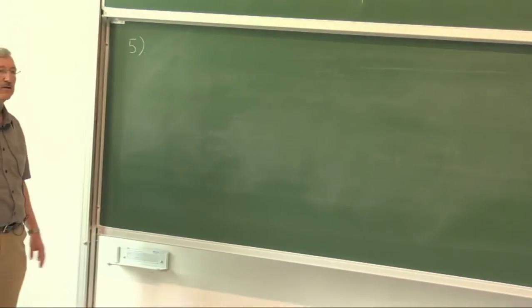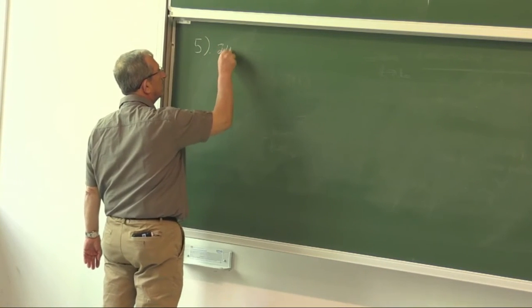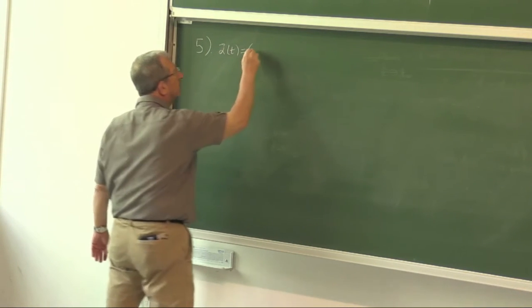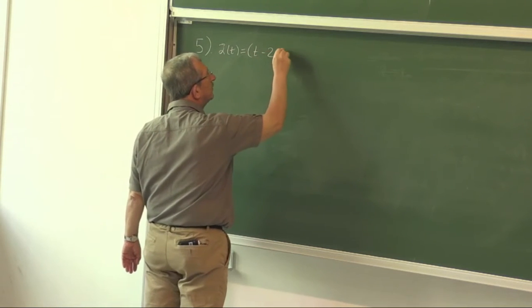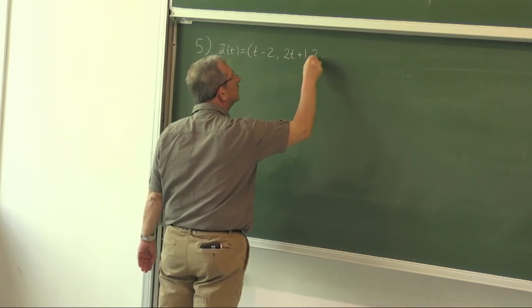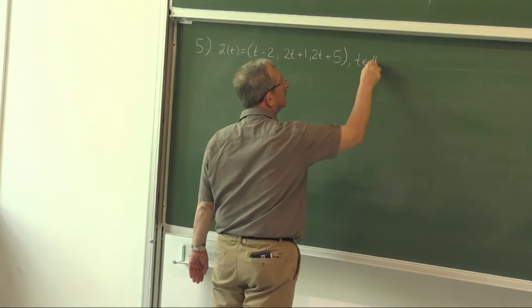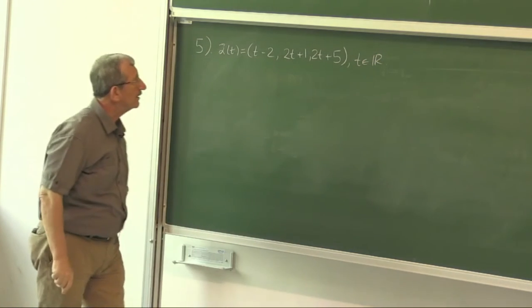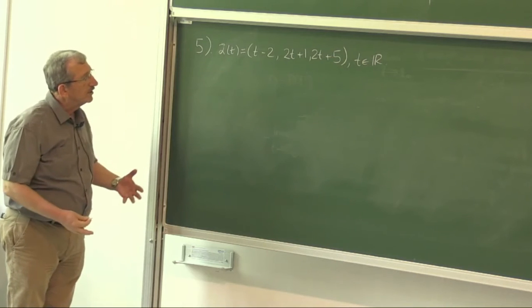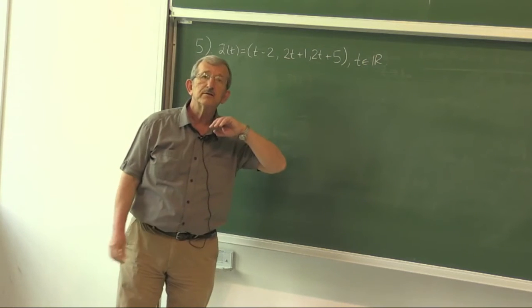It's important to understand what parametrization means, because we will be using it in line integrals quite extensively. Okay, consider a function now as, say, t minus 2, 2t plus 1, and 2t plus 5, and t changes from minus infinity to infinity. Clearly, this representation gives us a curve in space, because we have 3 components.